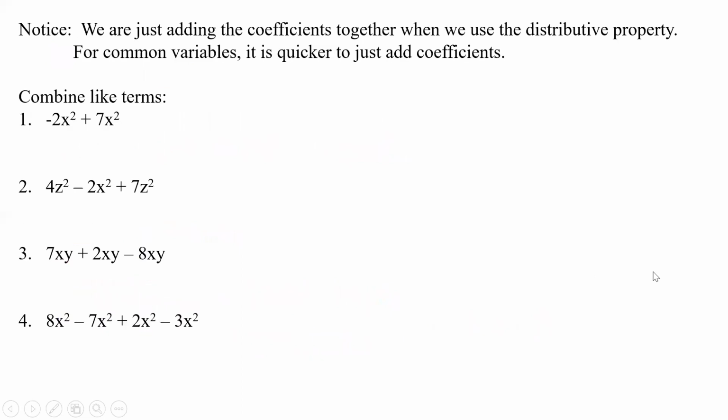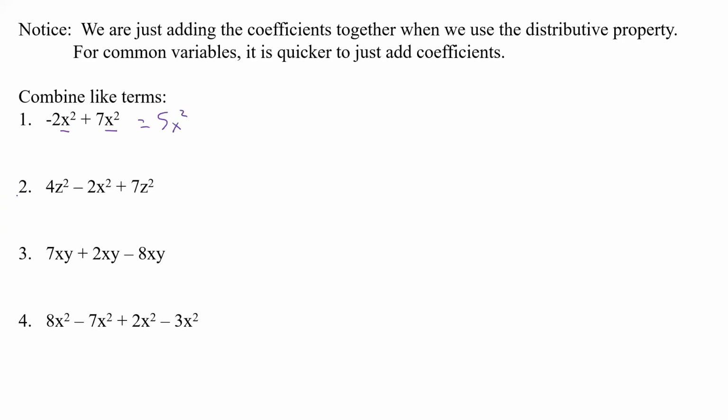All right, so if you notice, basically we're just adding the coefficients together on the like terms. So when we use that distributive property. So when we have these common variables, like terms, it's just quicker to add the coefficients. And so what we're going to do is we're just going to make sure we have like terms, and then we're just going to add 7 and -2. Well, 7 minus 2 is 5, and our like term was x squared.